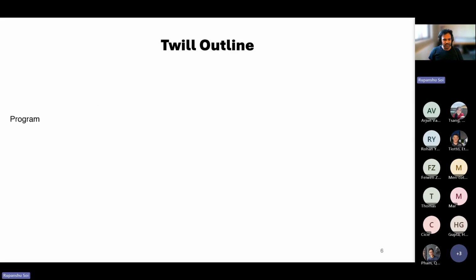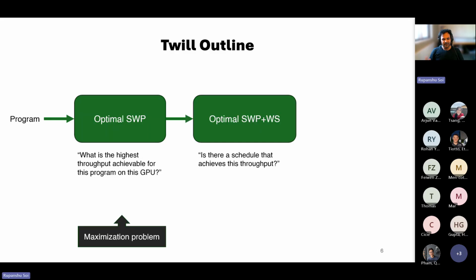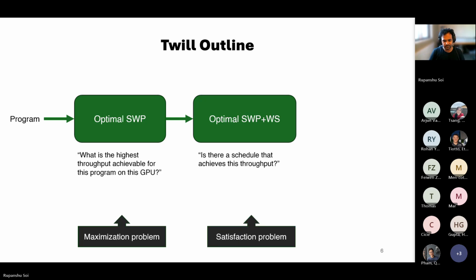Okay, so our approach is called TWIL. I'll give you an outline of how it works. We take a program written in some high-level DSL, such as Triton. In the first phase, we are going to do optimal software pipelining. This is really trying to ask the question of what is the highest throughput this program can achieve on some GPU. And this is really a maximization problem, right? You're trying to maximize throughput. In the second phase, we try to find an actual pipeline and warp specialization schedule that actually achieves this throughput. And this then becomes a satisfaction problem.